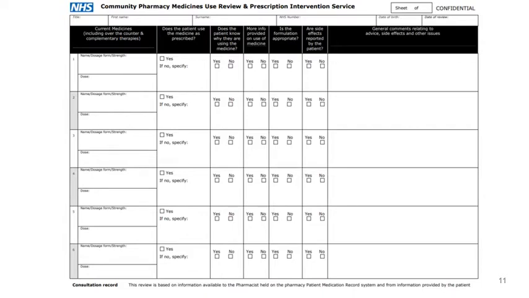On the next slide, there will be an example MUR consultation between the patient and pharmacist. Please watch closely.